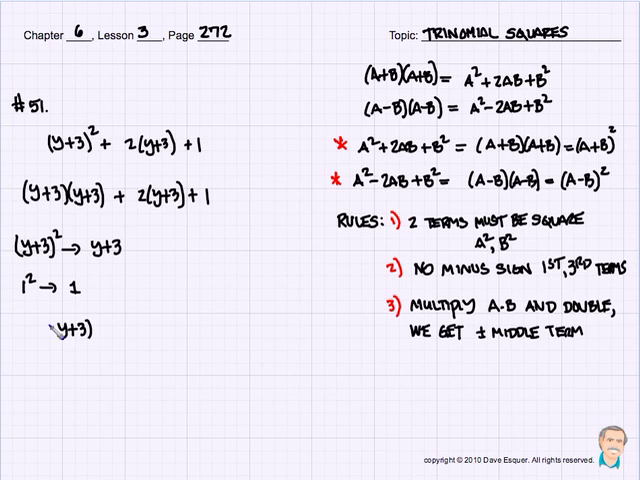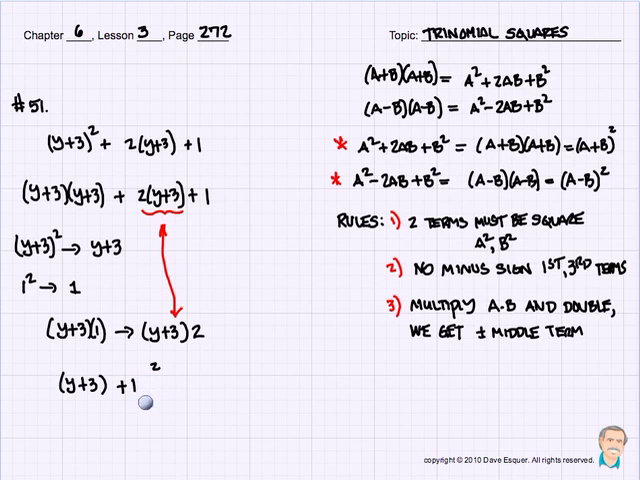Now let's see if we take the y plus 3 multiplied by the 1. We're going to use rule number 3 now. That gives me y plus 3. And if we double it, which means multiplied by 2, we do indeed get the term we needed in the middle. Exactly the same. So then we know the factors for this problem number 51 must be y plus 3 plus 1 squared. Or we could simplify that.